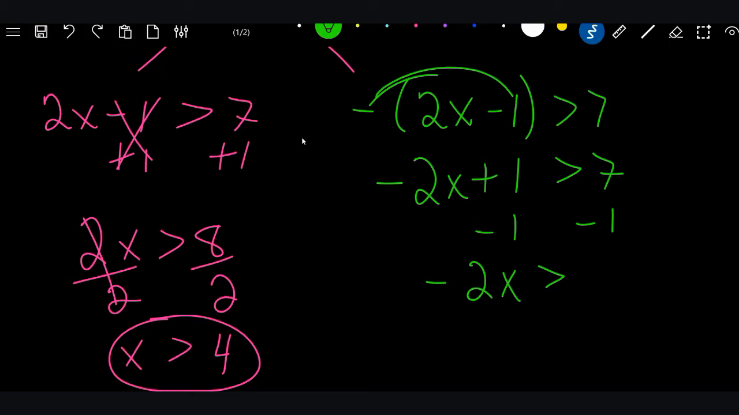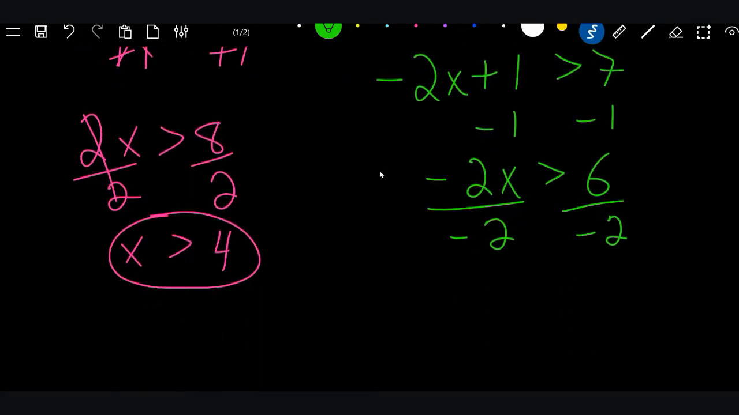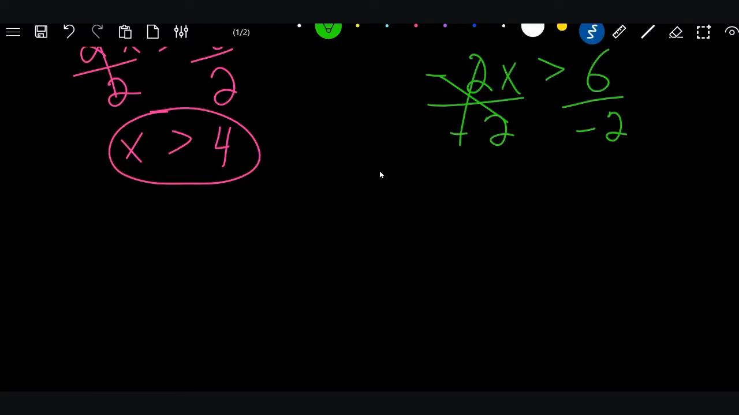And then, so that's going to give us a 6. Now be careful because look, we're dividing by a negative 2. As soon as you see us divide by a negative 2, this sign has to switch. x is now less than negative 3.